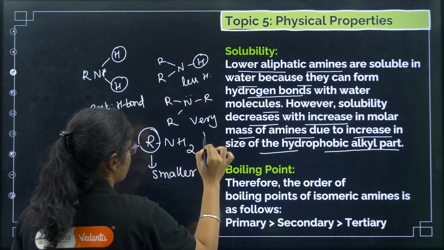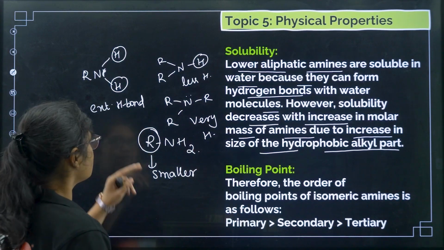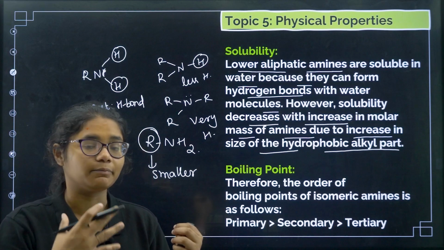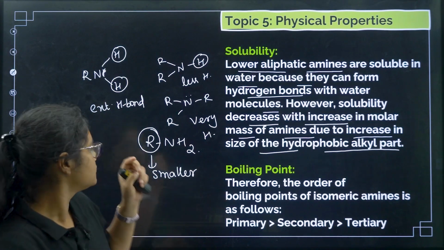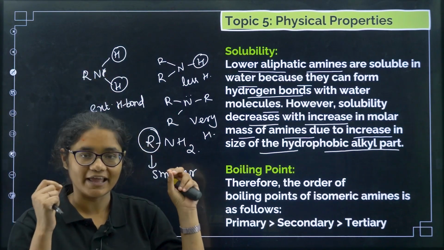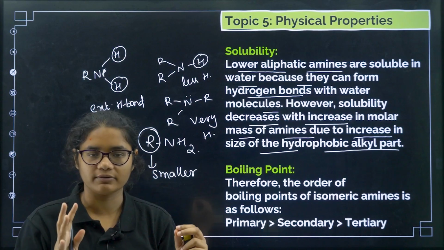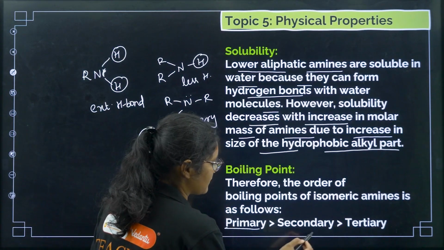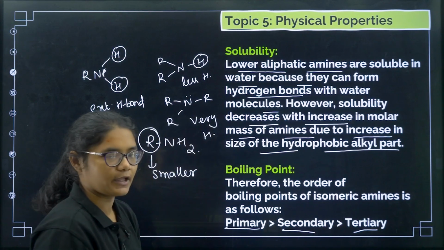Due to this nitrogen we have some hydrogen bonding here. So the more the hydrogen bonding, the more the intermolecular force of attraction, and the higher the boiling point. Because here the number of H is more, there is stronger hydrogen bonding, that is why its boiling point is highest. So the order is primary, secondary and tertiary. I hope this is clear.